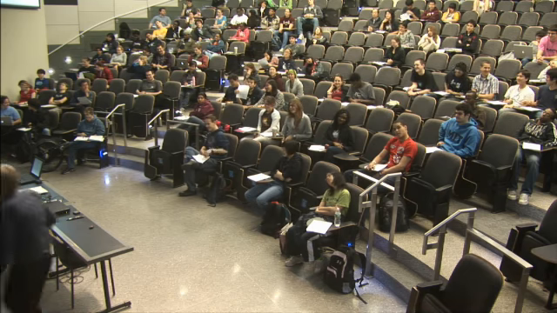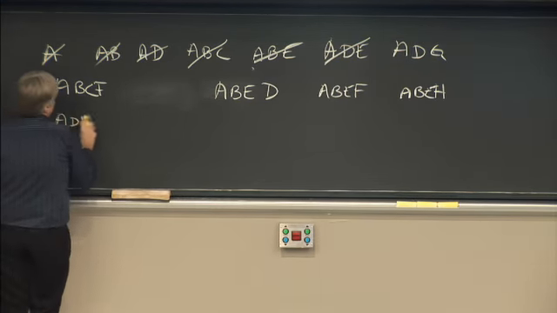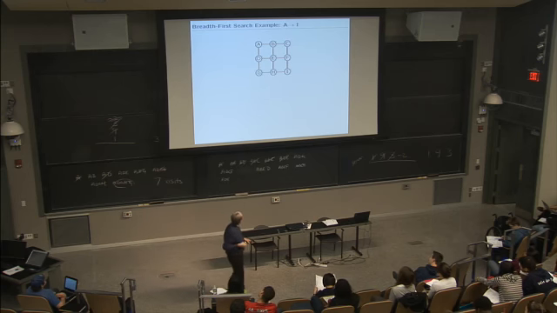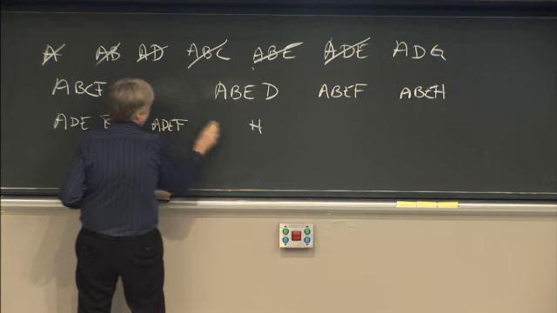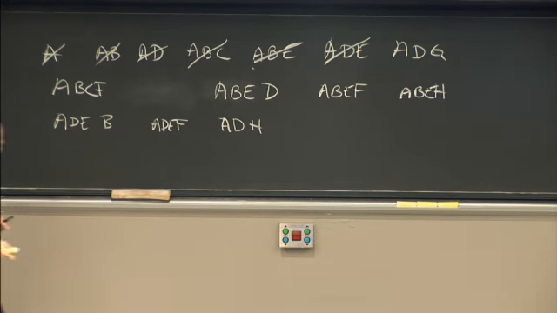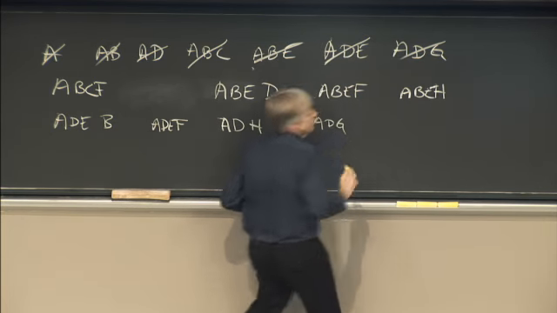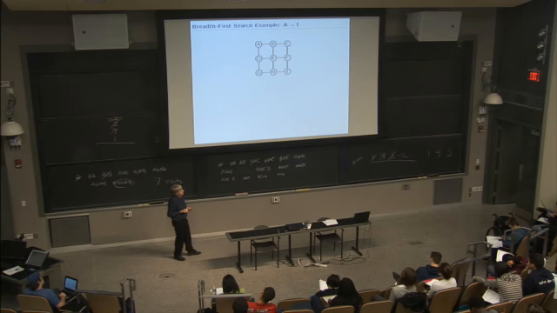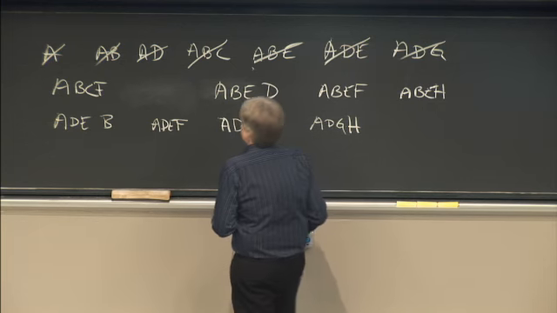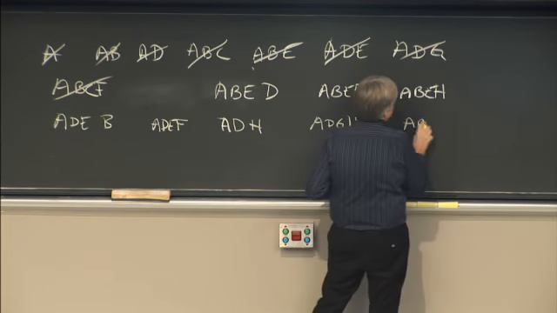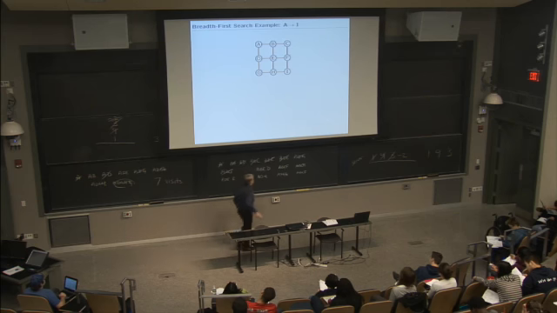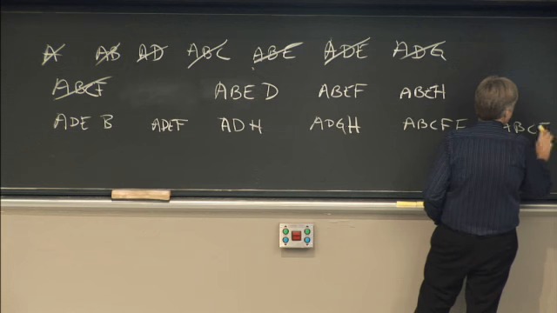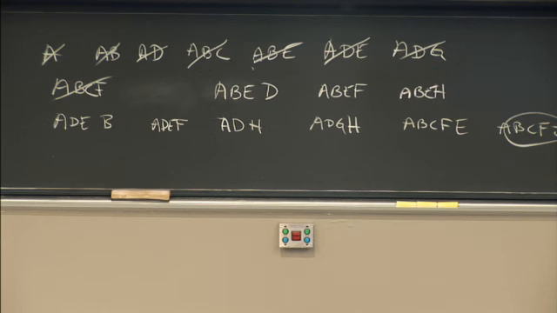Okay. So ADE. If I had ADE, I could do B. That seems okay. D seems bad, F or H. So it looks like B, F, H. Okay, ADG. Looks like H is my only option. ABCF. It looks like I could do E or I. Finally. Okay. Now the only question is whether I got the right number of states.